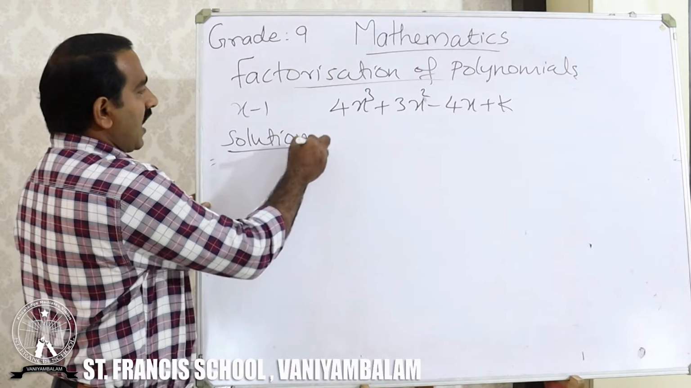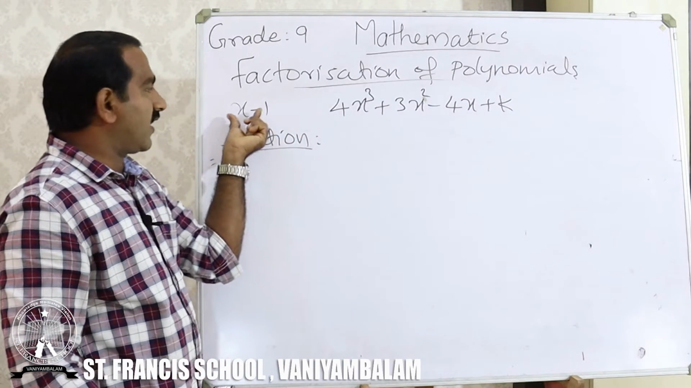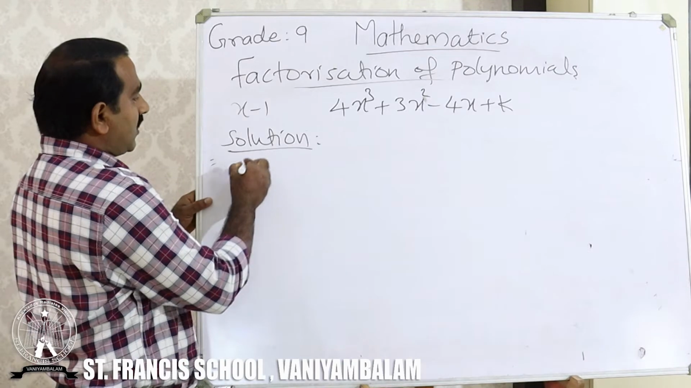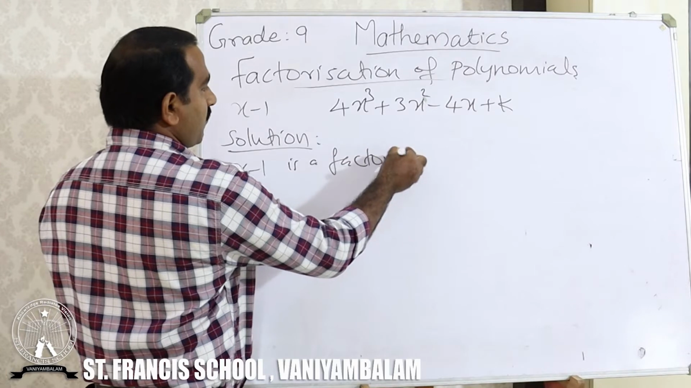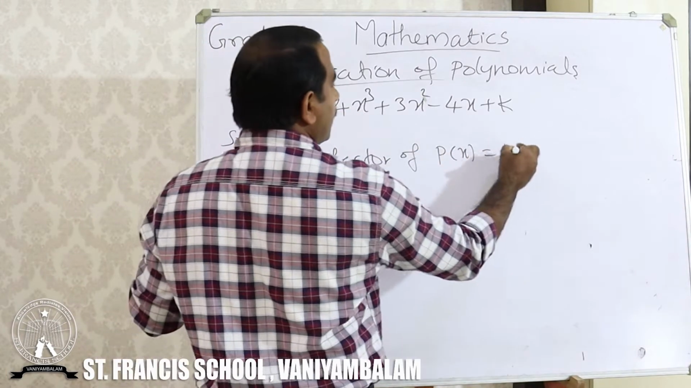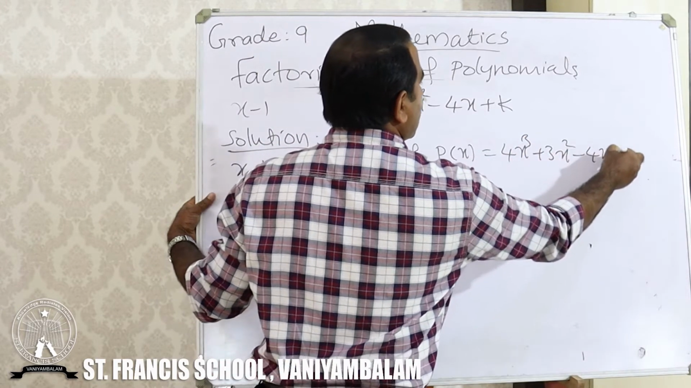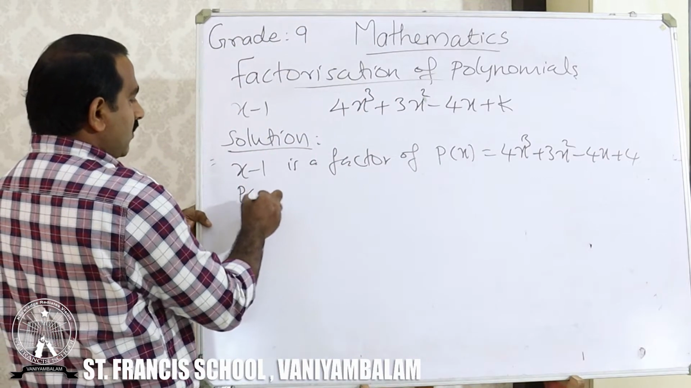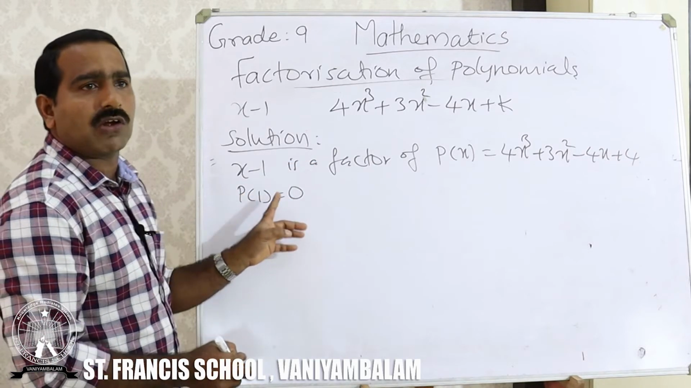Here we have to find the value of the constant k. Given that x minus 1 is a factor, so we can say that x minus 1 is a factor of p of x equal to 4x cube plus 3x square minus 4x plus k. It is a factor, so we know p of 1. What is p of 1? x minus 1 is a factor, so p of 1 equal to 0.